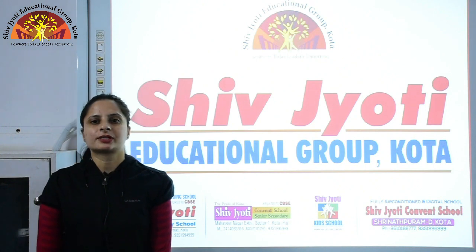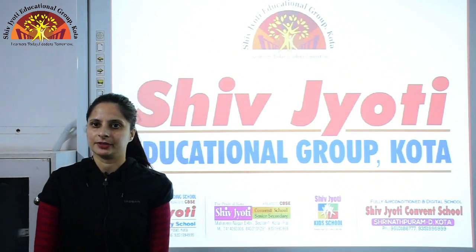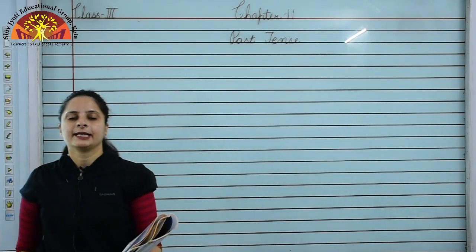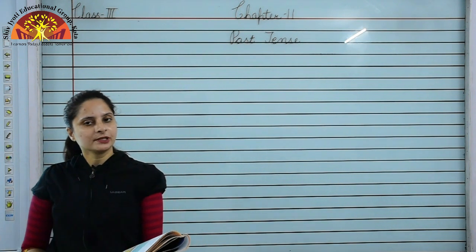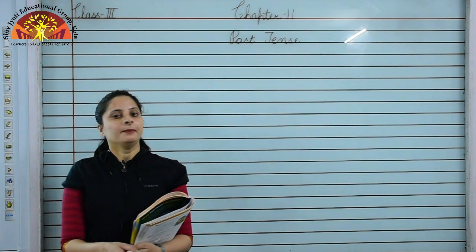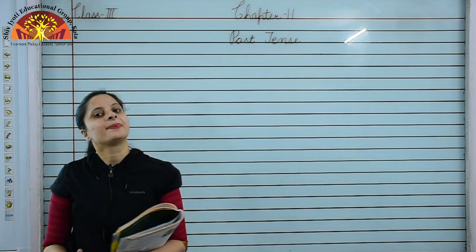Today we are going to study chapter number 11, past tense of your English grammar. So take out your English grammar books, Everyday English Grammar and Composition, chapter number 11, past tense, page number 45. Before that, in the previous video, you have learnt about what are tenses and what is a present tense.